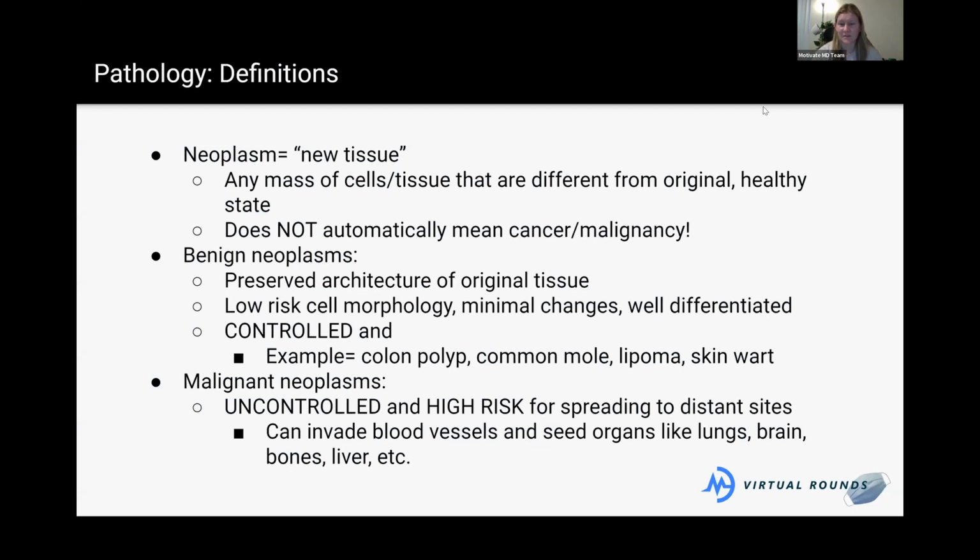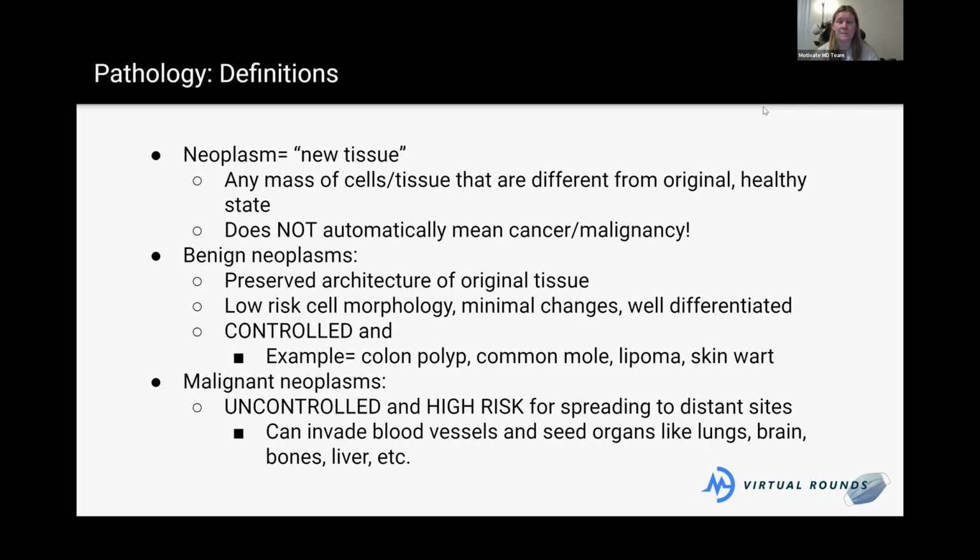But I wanted to make sure that we're all on the same page. So neoplasm just generally means new tissue. This can be any mass of cells or tissue that's different from our normal healthy state, and this is something that we wouldn't necessarily have as a normal variant from person to person.